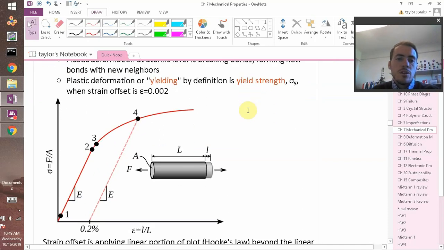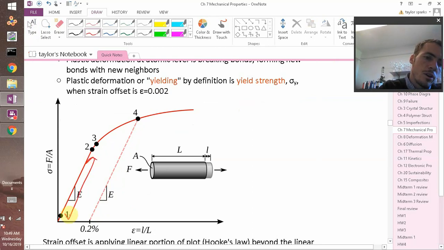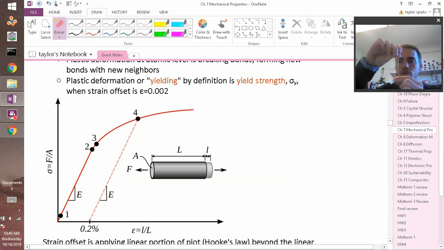Take a look at this. Here's your stress versus strain curve. You've got this region of the plot where it's nice and linear. You can load it all the way up from point 1 to point 2, and if you let go, it will go back to its origin. You have total reversibility, like our rubber band. Great example. It goes right back to the shape it was in, even though I'm loading it.